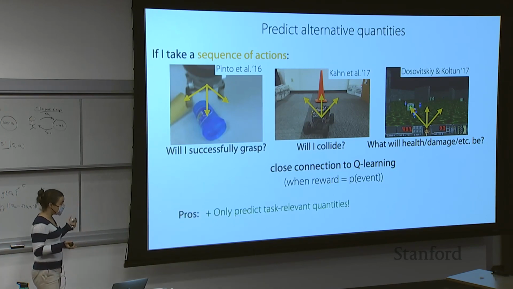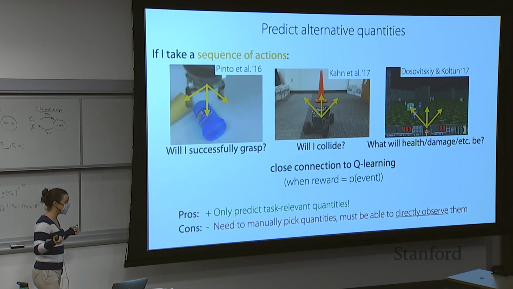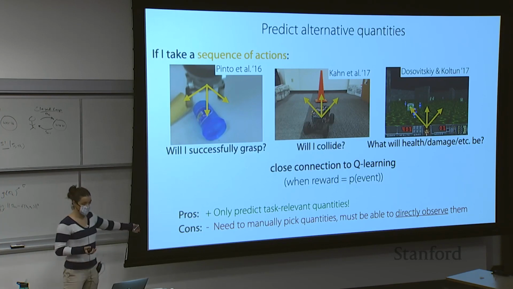So the upside of this approach is that you're potentially only predicting these task-relevant quantities. And this can be quite useful when you have very complex observation spaces. The downside is that you need to be able to observe those quantities. You need to have labels of those quantities in your data. And of course, you need to pick the quantities somewhat manually.